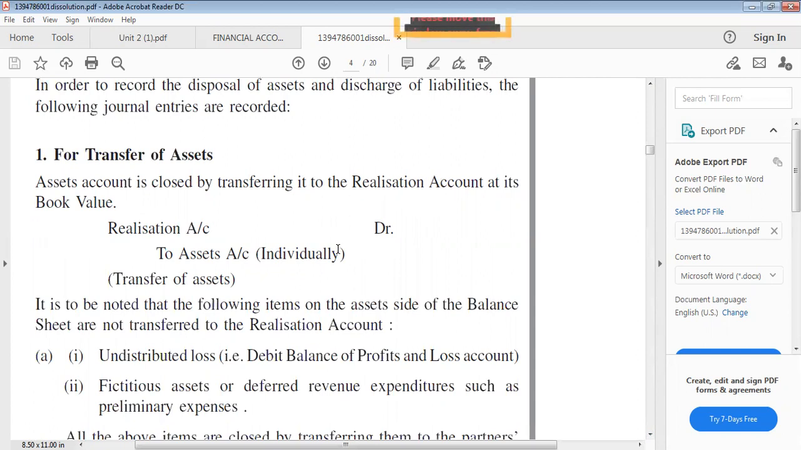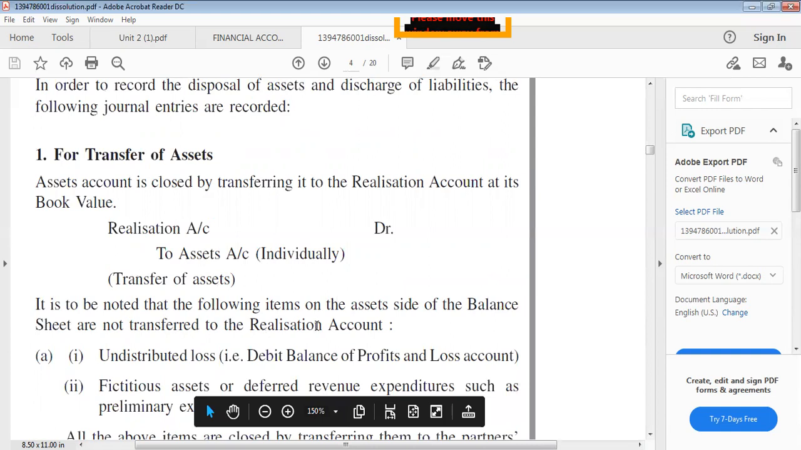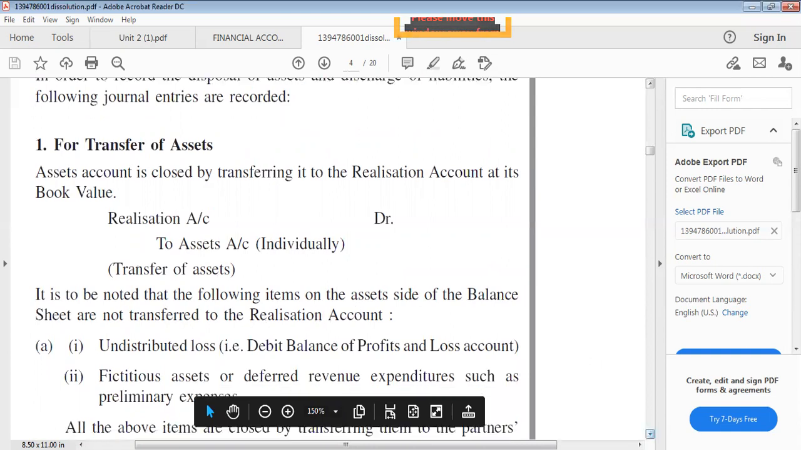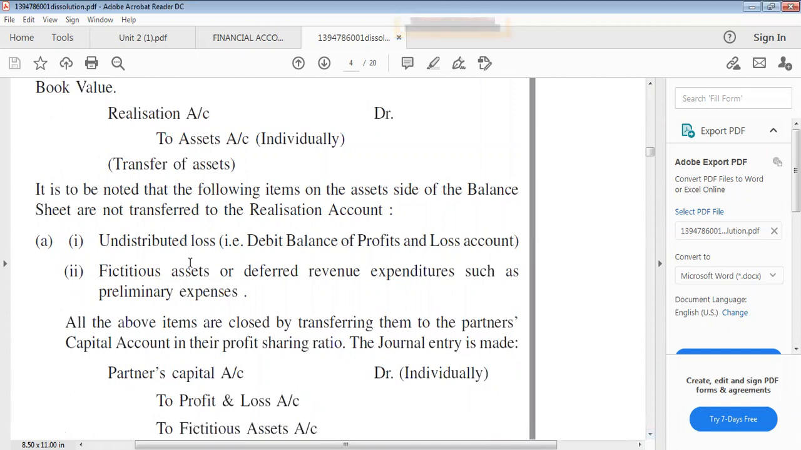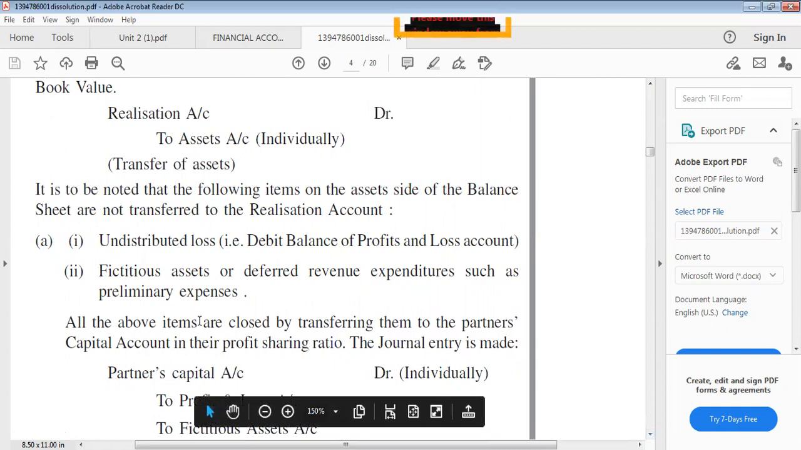It is to be noted that the following items on the assets side of the balance sheet are not transferred to the realization account. Undistributed loss, that is, debit balance of profit and loss account. Fictitious assets or deferred revenue expenditures such as preliminary expenses. These are not transferred, right? All the above items are closed by transferring them to the partners' capital accounts in their profit sharing ratio.